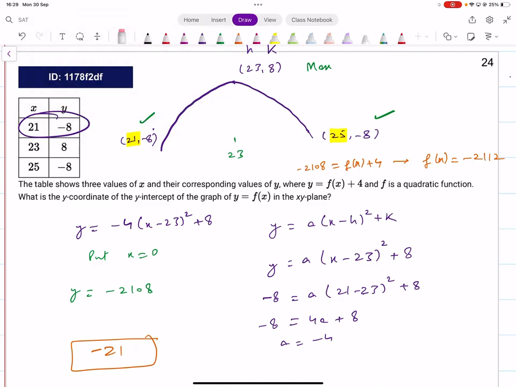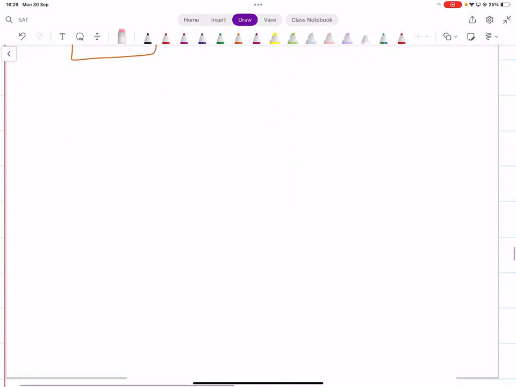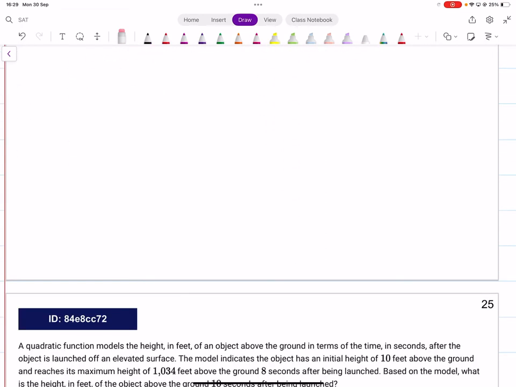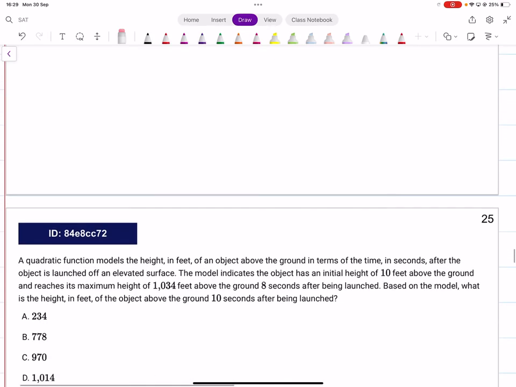So we found the y-intercept of this original function, and then we were given that this function is actually y equals f of x plus 4. What's the y-intercept of this then? We just subtract 4 more from that, and that gives us minus 2112. All right? Okay. That was 24. Then you have 25.